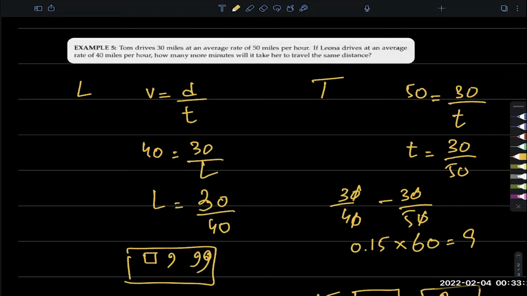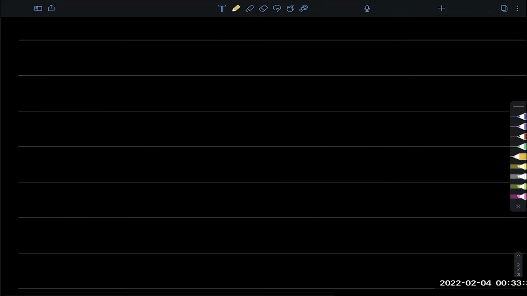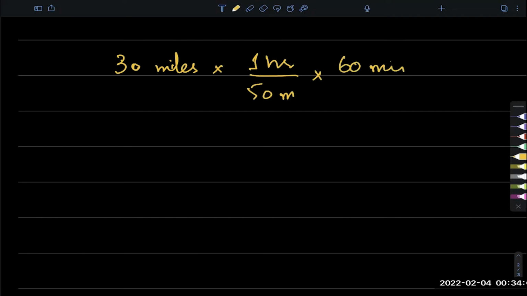Exactly. You know what you're doing? In your head, you are making a conversion table. I don't think of it like that. I kind of just do it. I know. But it's fine. You don't have to think of it like that. Here's how I would translate what you're doing. There's a 30 miles distance and she's spending 1 hour for 50 miles. And there are 60 minutes to 1 hour. So the hour cancels, the miles cancel, and you're left with this.